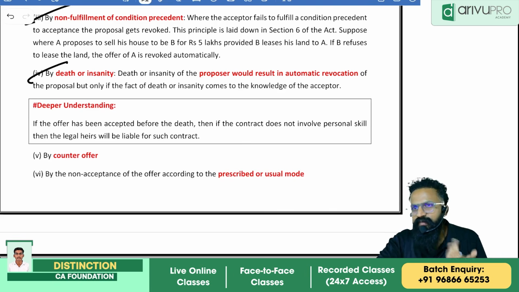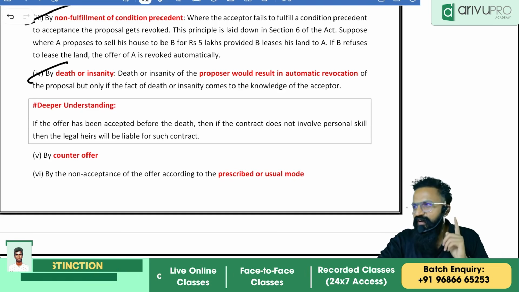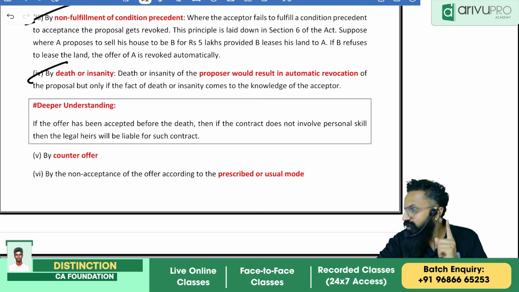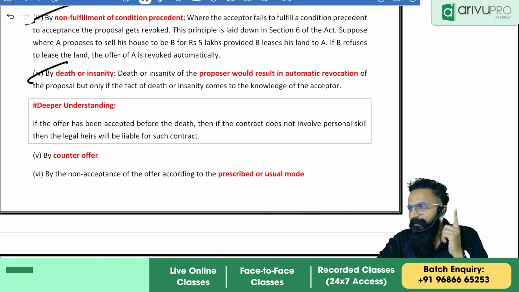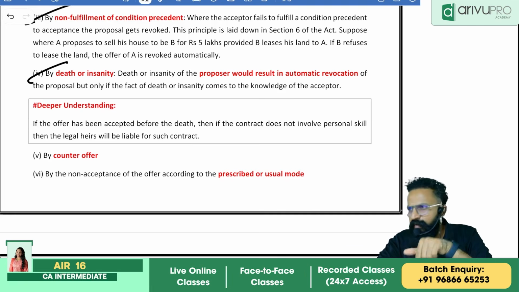If the offer is accepted, then death is not a reason for revocation of a contract. The contract will continue as long as it does not involve personal skill. Yes, if the contract is for someone to sing, personal skill is involved. Death, yes, the contract becomes void.